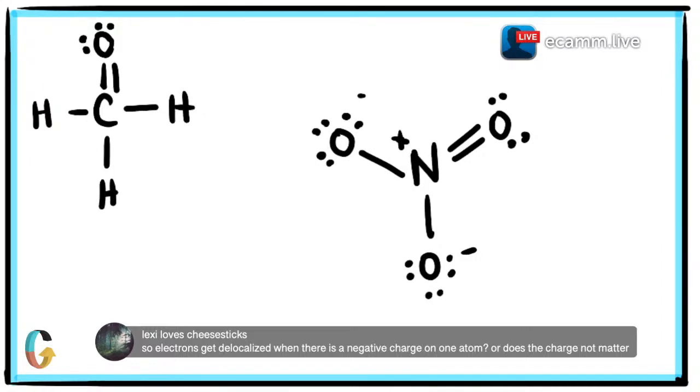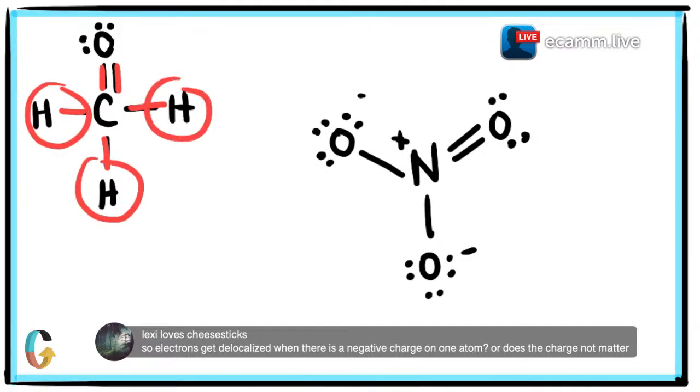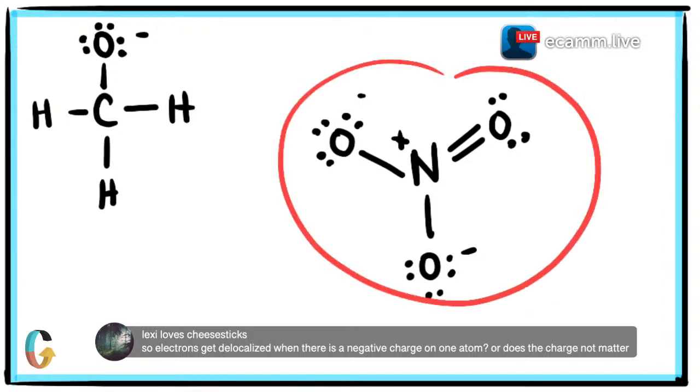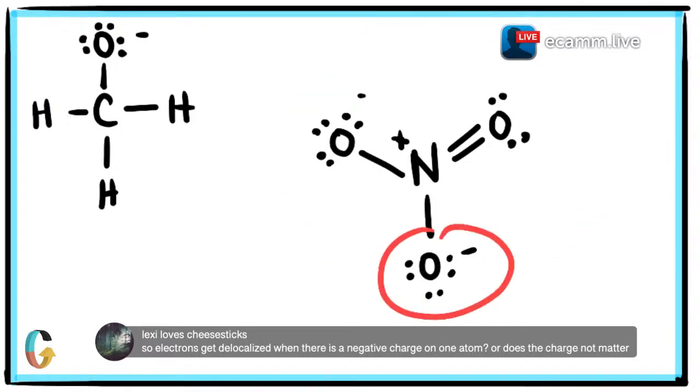How many bonds will the carbon have? Two, four, six, eight, ten. And there's no other double bond that it can break. Usually you'll form a double bond and then you'll break a double bond. But if this one is formed, I can't break a single bond. So in this case, even though there was an oxygen that was negative, it can't get delocalized because there's no other option. But now in this case, I do have an oxygen that's negative.